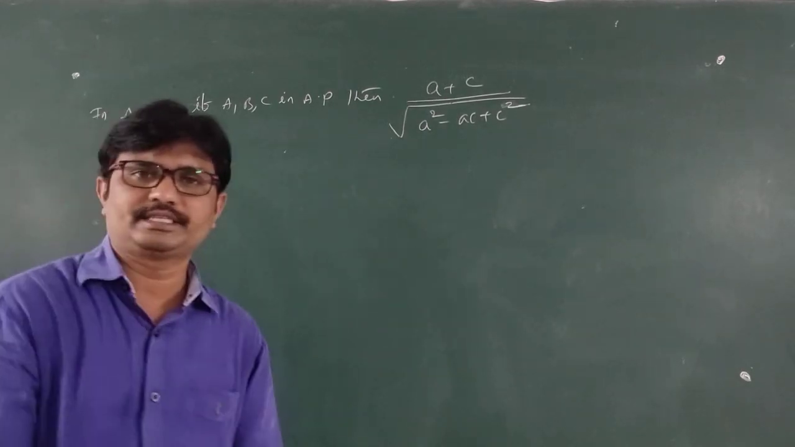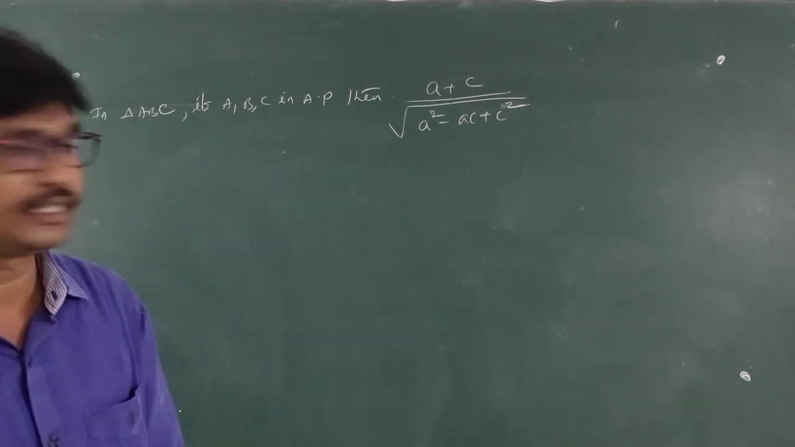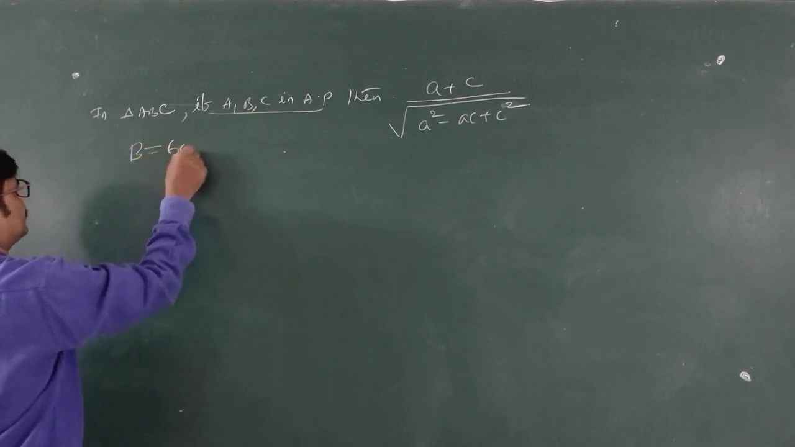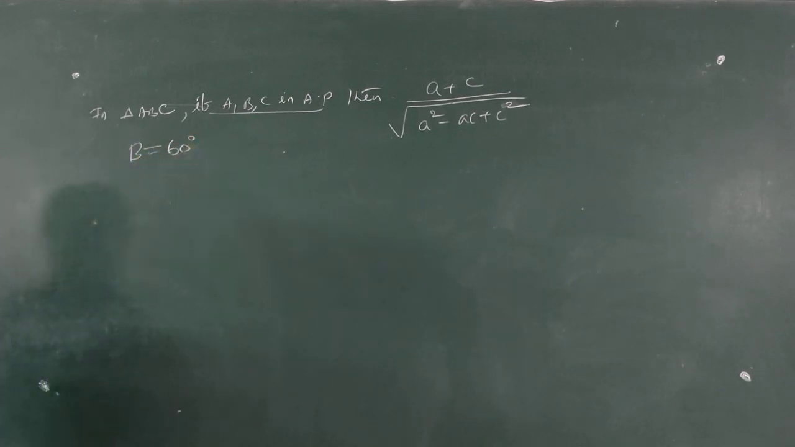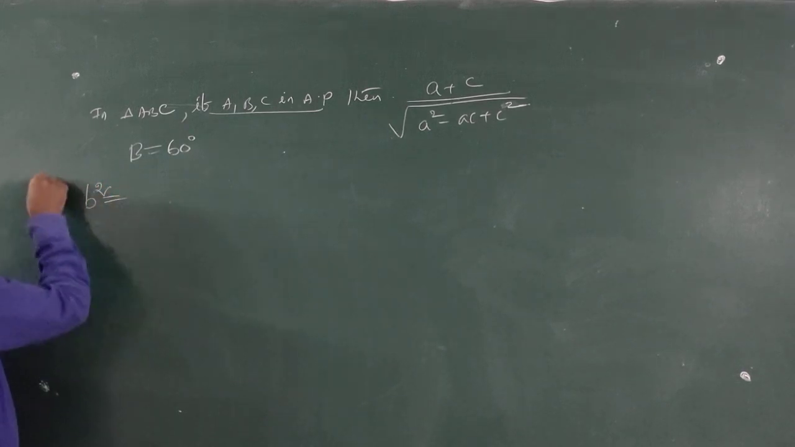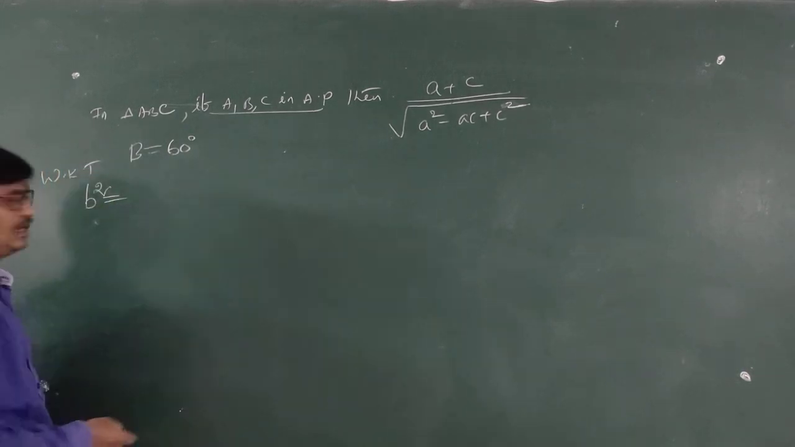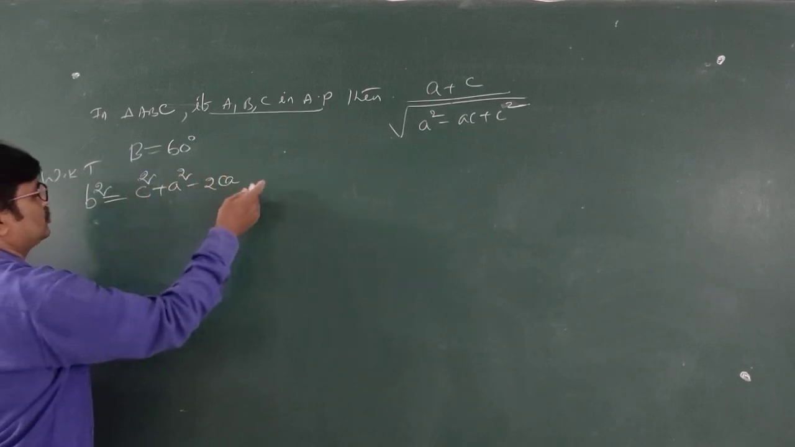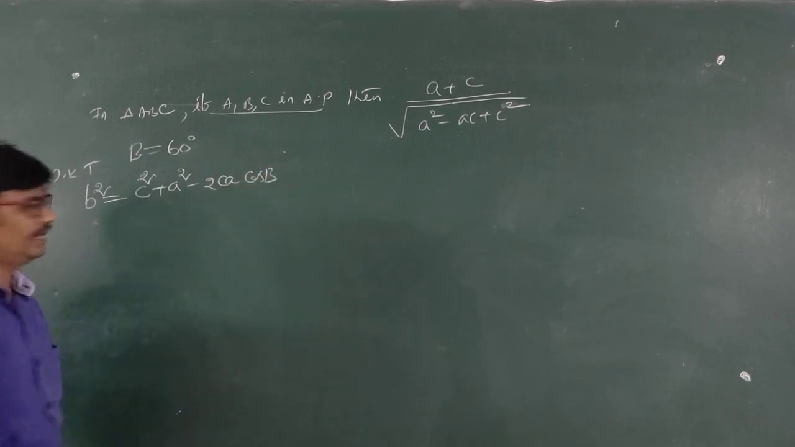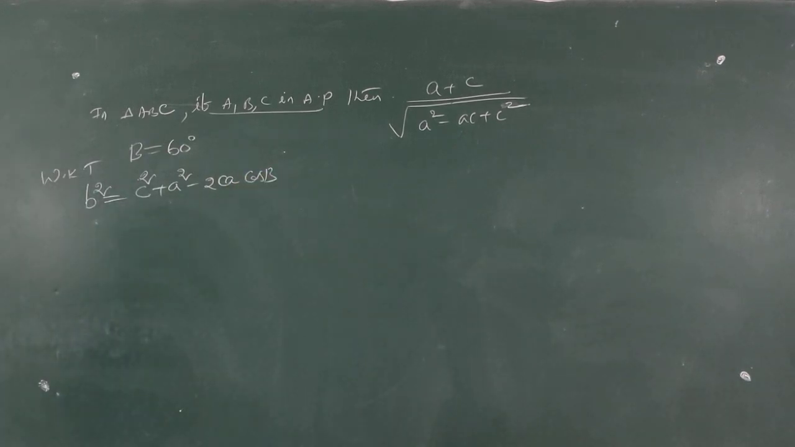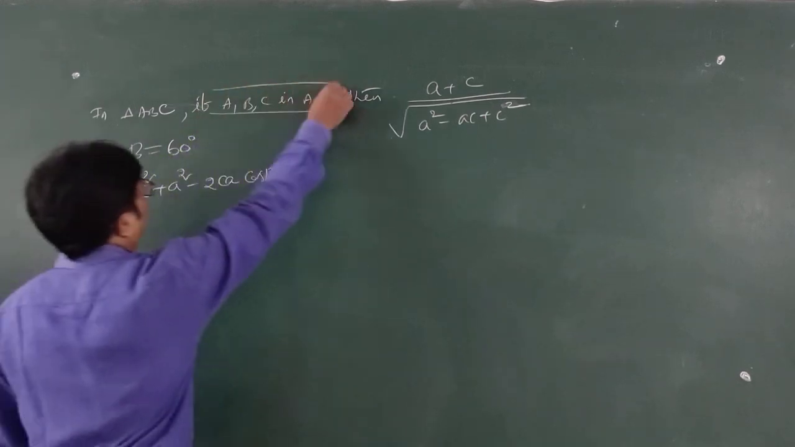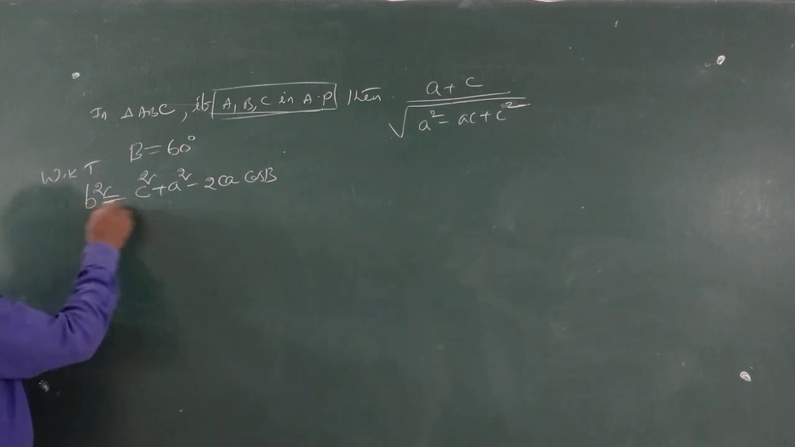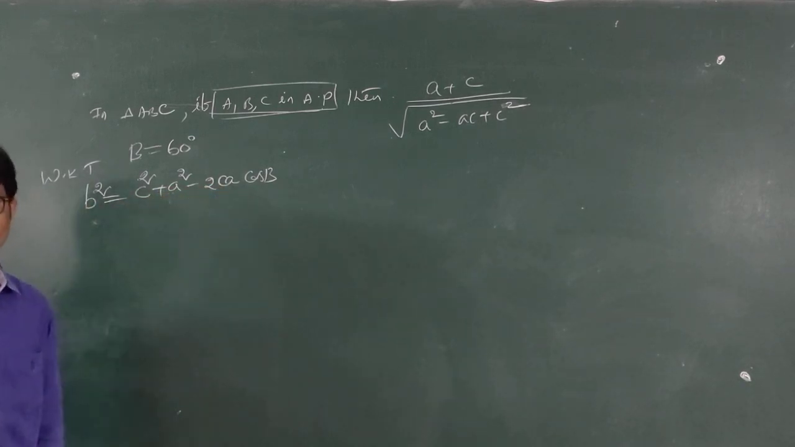My dear students, in the last question we discussed that ABC are in AP, the angles are in AP, and B is 60 degrees. So students, we take B square from the cosine rule: b square is c square plus a square minus 2ca cos B. Is it clear? B is 60 degrees. So when ABC are in AP, dear students, B is 60 degrees. After that, b square equals c square plus a square minus 2ca cos B.